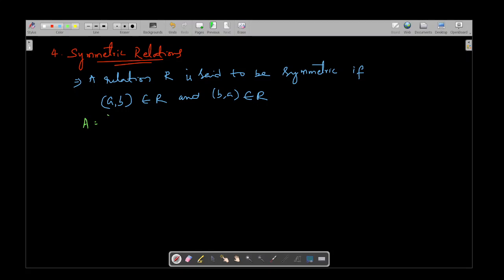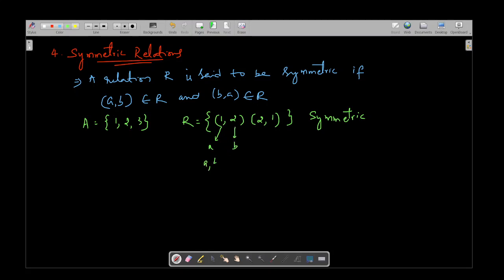I have a set A equals {1, 2, 3}, and if I define a relation on A as {(1, 2), (2, 1)}, then this relation is symmetric, because if you consider this as A and this as B, then (A, B) is in relation R, as well as (B, A) is also in relation R. So if both (A, B) and (B, A) are present in R, then such a relation R is symmetric.